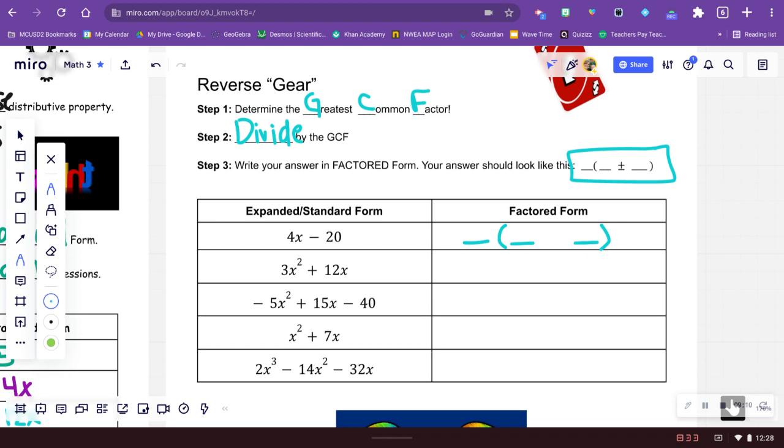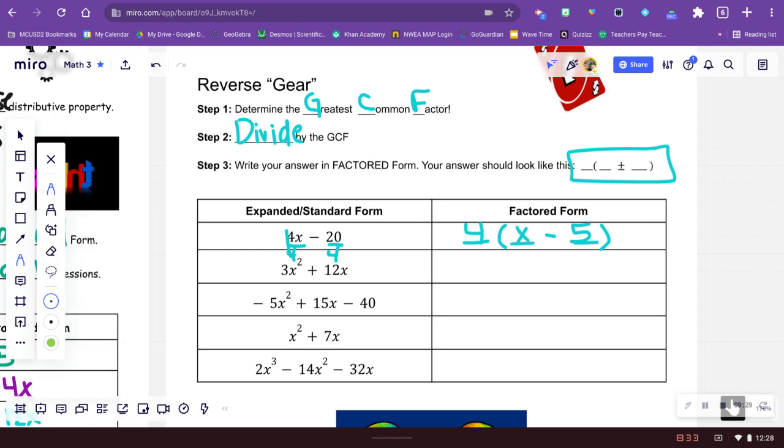So first example, 4 and 20, I can divide both of those by 4. The 4's cancel. So I'll have x minus 20 divided by 4 is 5. And I divided by a 4, so that's got to go out front. That's part of my answer.